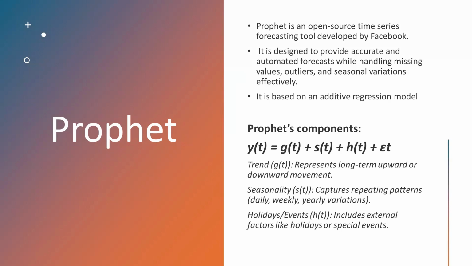It is an additive regression model, which means it is dependent on the trend, seasonality, and holidays. Trend represents the long term upward or downward motion, whereas seasonality represents patterns like daily, weekly, and yearly. Holidays or events represent outliers or special events.